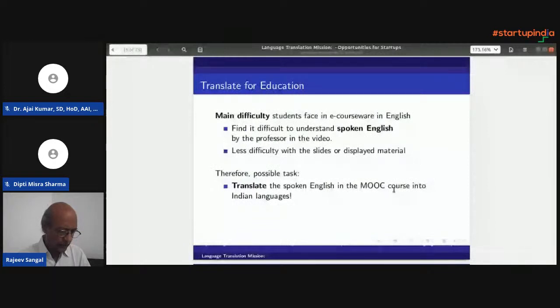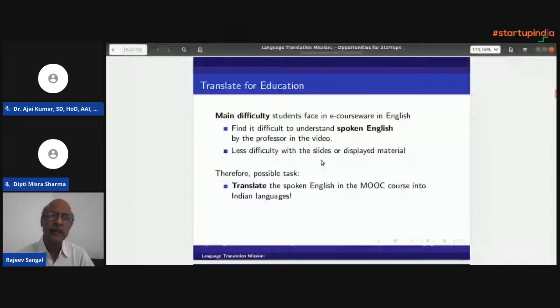So I'll go on. The main motivation for translation in education: when people found out where the students are facing the main difficulty in electronic courseware, whether NPTEL or SWAYAM, it is that they find it difficult to understand spoken English by the professor in the video. There is less difficulty with slides or displayed material, because they also look it up in the textbooks.